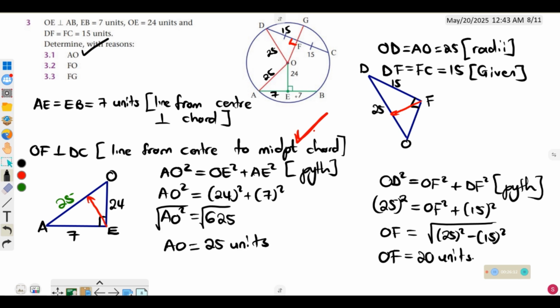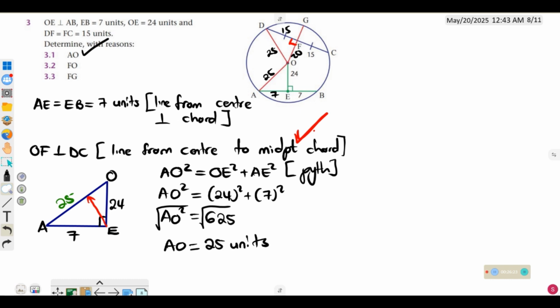Right, now last question. I'm going to erase this. They wanted to find FG. Look at FG. Which is that? FG is right there. Okay, to find FG we need OG first, but remember that OG is also a radius. OG is the same as AO or OA and is the same as OD, and they are all equal to 25. These are radii.